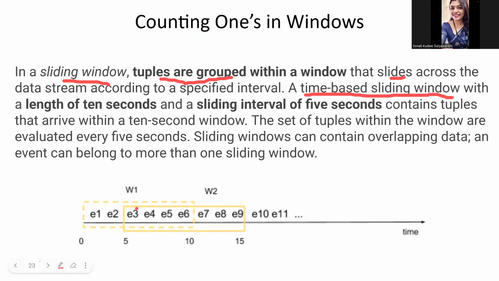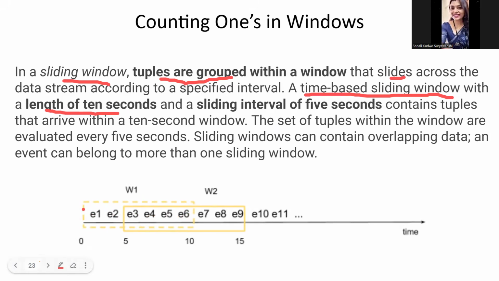So let's say in a given example, the sliding window is of length 10 seconds. That means any tuples or any events that happen within the 10 seconds can be captured by the window. Here, for example, this is the previous window, which is of 10 seconds. You can see that event 1 to event 6 is captured within this particular window.